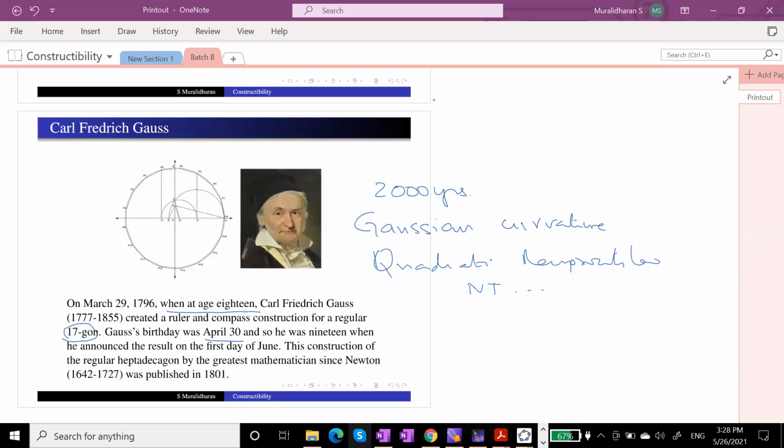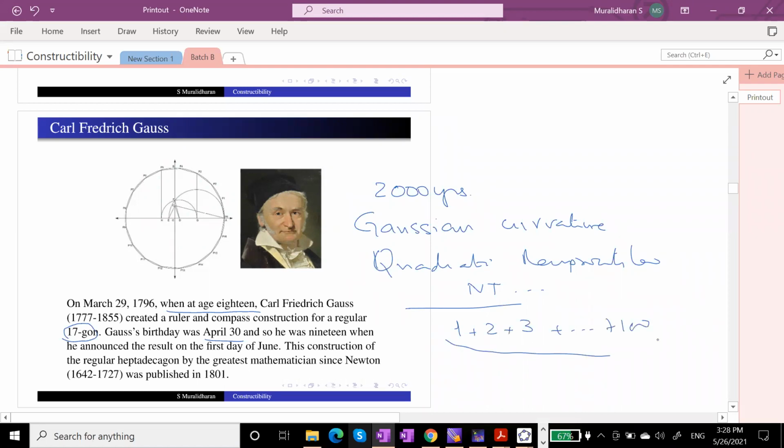In fact, when he was 3 years old, he pointed out an error in the tax computations his father was making. And most of you would have heard the story of how Gauss, as a young first-standard student, found out how to find the sum of the numbers from 1 to 100.